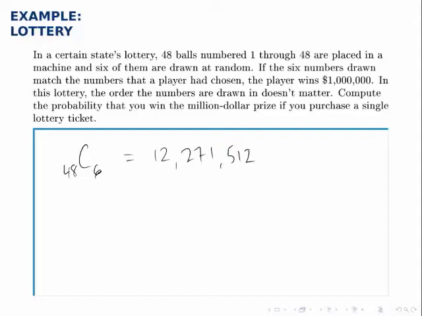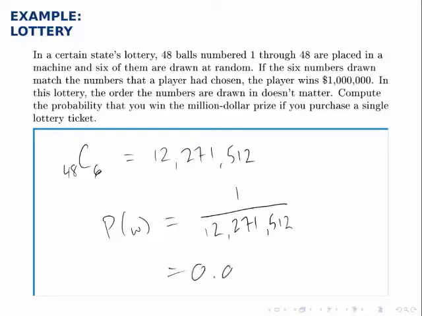Only one of them is the winning combination, though. So the probability of winning is the number of ways to get the winning ticket, there's only one, divided by the total number of possibilities for what ticket you could buy, and that's the 12,271,512. So it's a tiny probability, and in decimal form, it's 0 point and then 7 zeros, followed by an 8. So the tiny chance of winning given the number of possibilities that can occur.